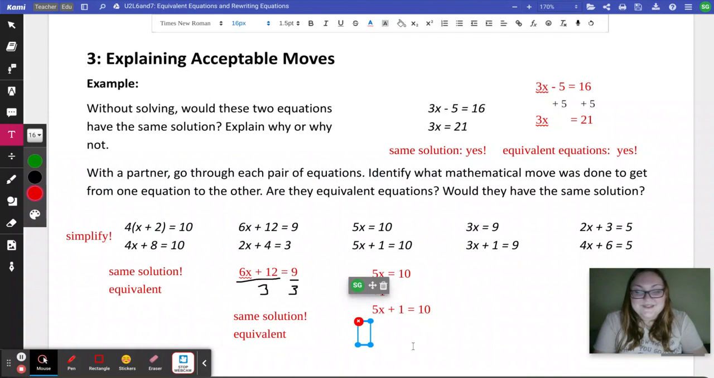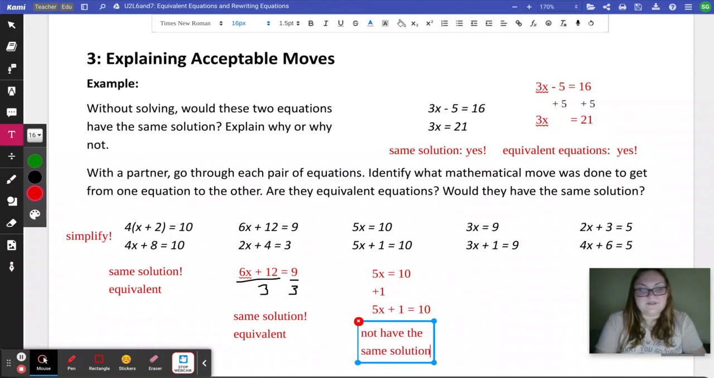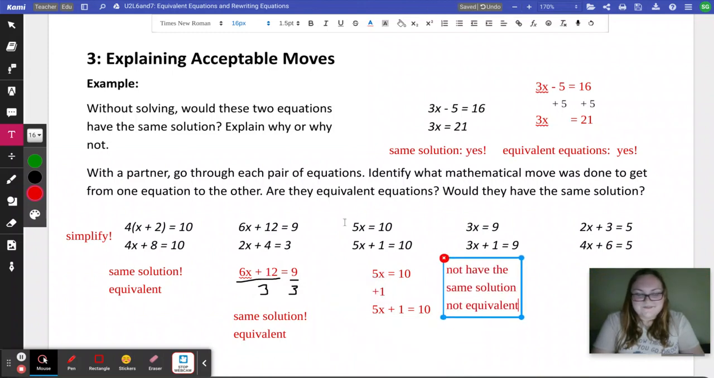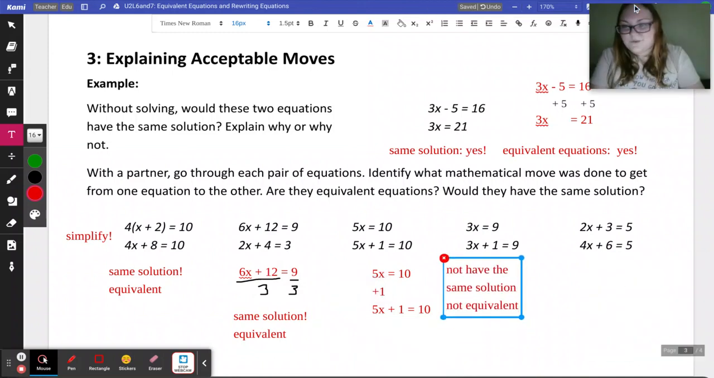The reason we can't do that is because it would not have the same solution. These two equations here aren't describing the same x. Those two x's have different values, different answers. Because they don't have the same solution, that also tells us that they are not equivalent equations. This part right here is true for both of these problems here. This last one, I'm going to have to move my face. We've got our 2x plus 3 equals 5 and 4x plus 6 equals 5.